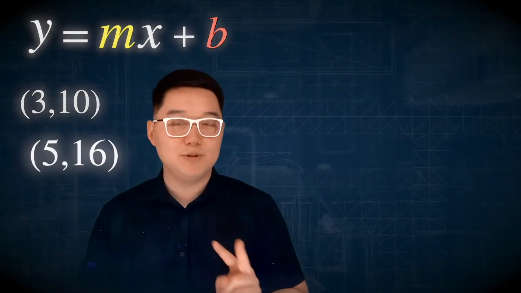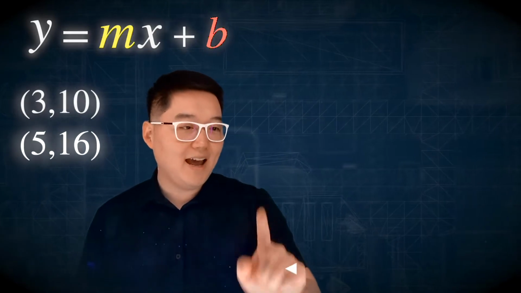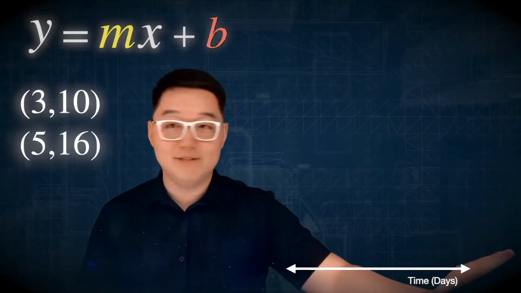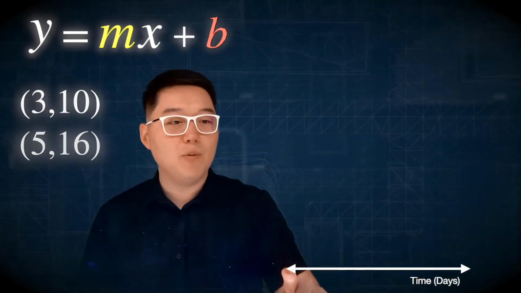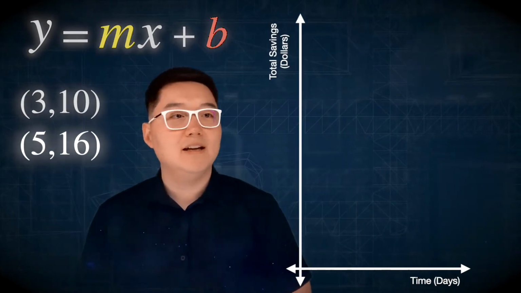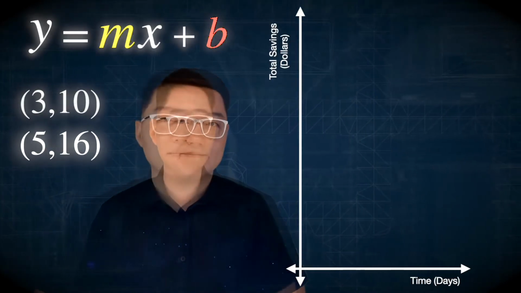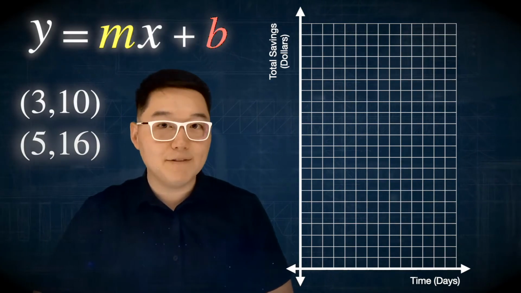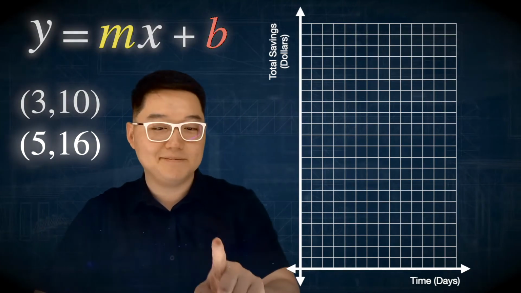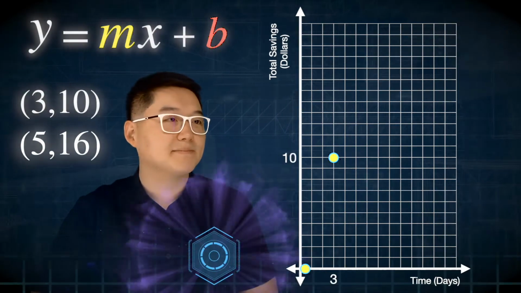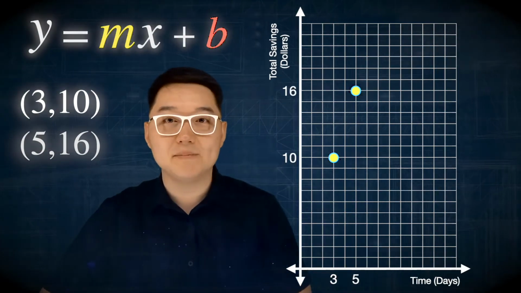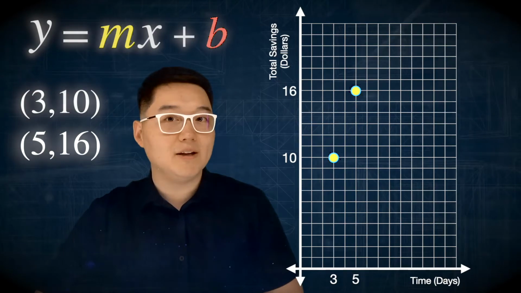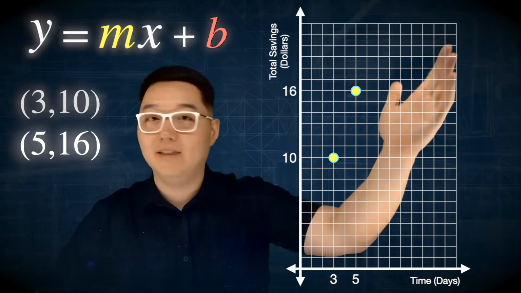Now if we graph those 2 points, we're going to let x represent the number of days, and let's make y represent the total money that you saved. Okay, so now that we have 2 points, we can go ahead and graph those 2 points. Let's go ahead and do that. Okay, so now that we have 2 points, we can already see that there is a line.